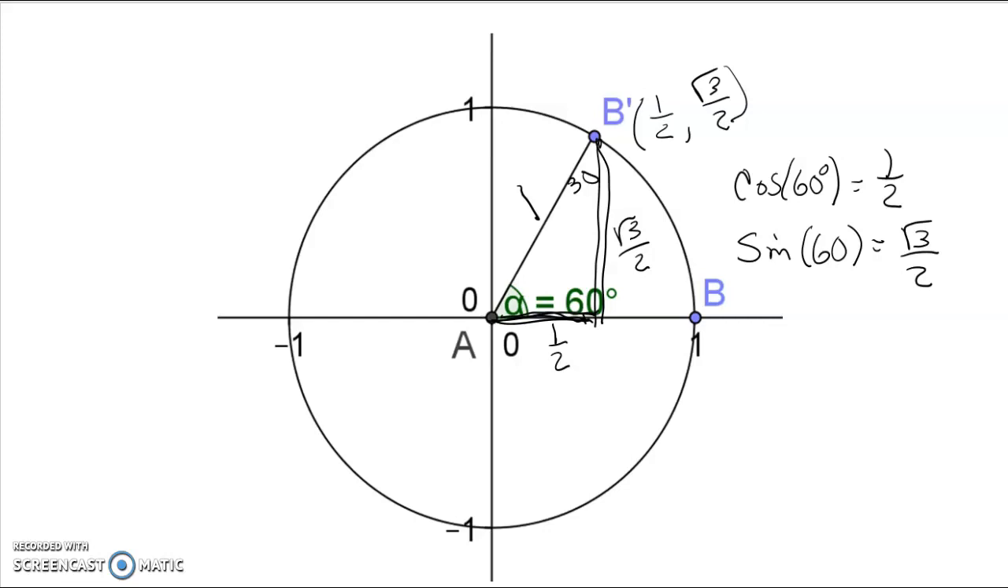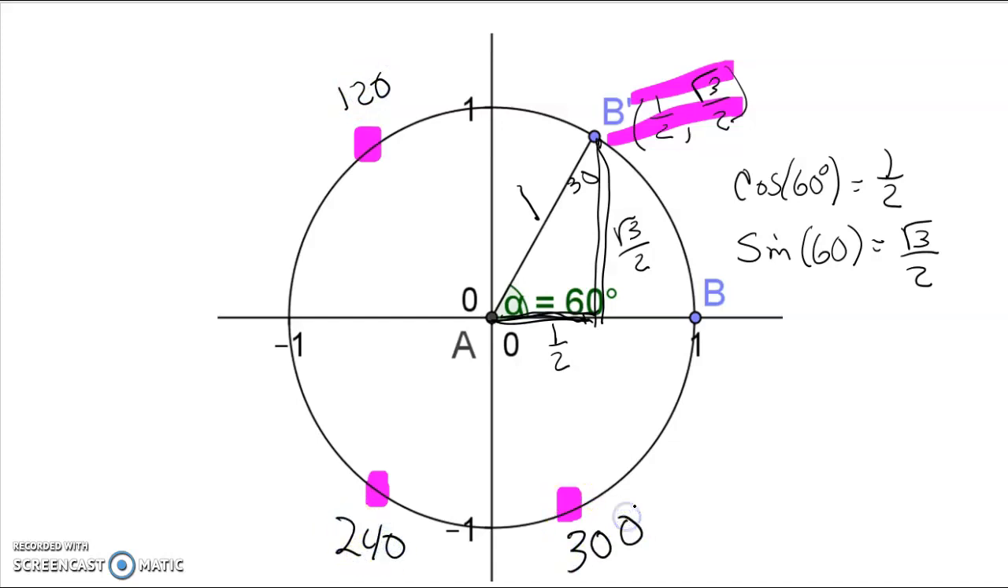We know those same locations are going to happen here, here, here, and the angle measures there are going to be 120, 240, and 300. So all of those are going to have the same combination, just changing of positive or negative. So that already gets us a lot of points.